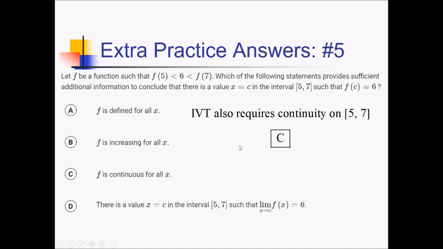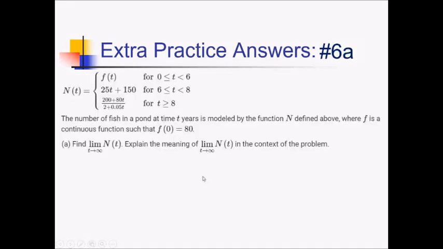So then, choice C. On this problem, we have the number of fish in a pond modeled by this N of t function up here, and we're also given that this random f function, which is one of the sub-rules, is a continuous function, and that f of 0 is 80. So based off of all this, we want, first off, the limit as t approaches infinity of N of t.